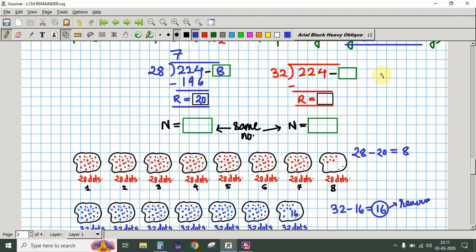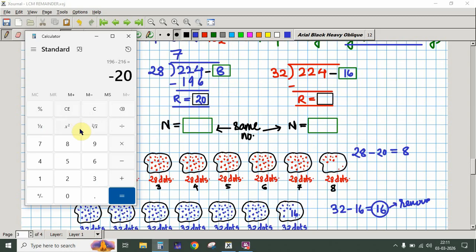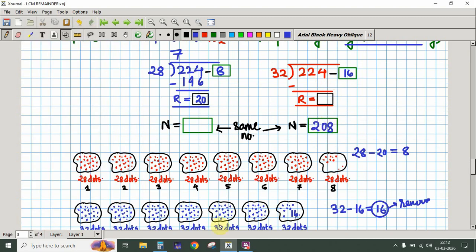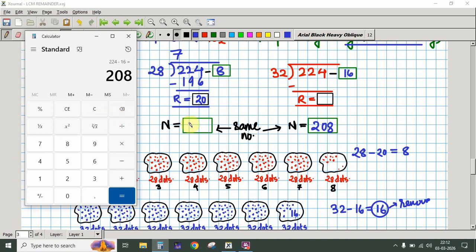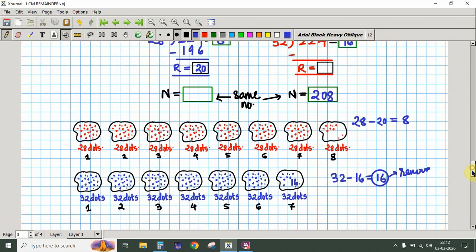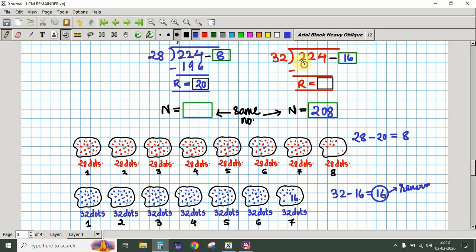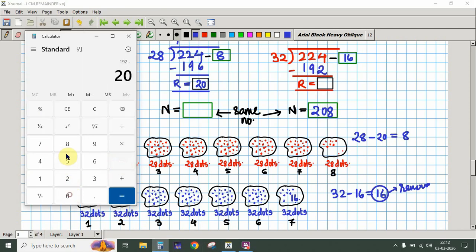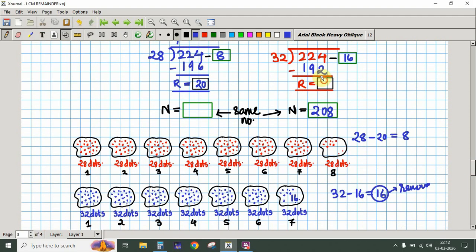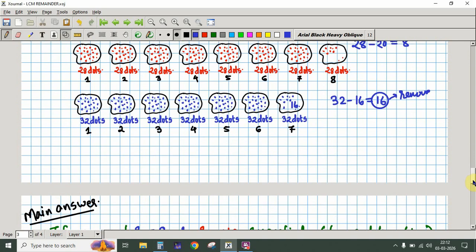How does this division work? So you are removing 16 from this. 224 minus 16 is 208. So the number is 208, and the closest number is 32 into 6. 32 into 6 is 192. Just subtract this from 208 and you get 16. Okay, so the remainder is 16. I hope this is clear to everyone.